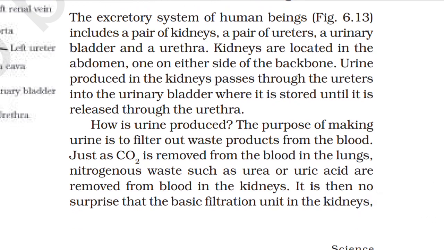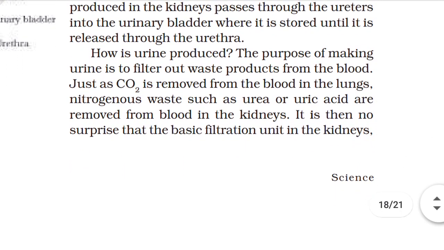Urine produced in the kidneys passes through the ureters into the urinary bladder, where it is stored until it is released through the urethra. How is urine produced? The purpose of making urine is to filter out waste products from the blood. Just as CO2 is removed from the blood in the lungs, nitrogenous waste such as urea or uric acid are removed from the blood in the kidneys.